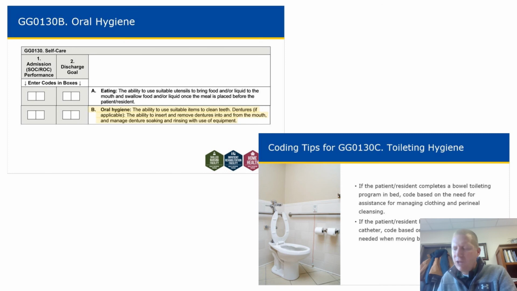The next bullet point: if the patient or resident has an indwelling urinary catheter, code based on the amount of assistance needed when moving their bowels. So again, if they're not having to urinate, you wouldn't necessarily code that, because the catheter would skew your results to be dependent, right? And so you just would code what they did do.